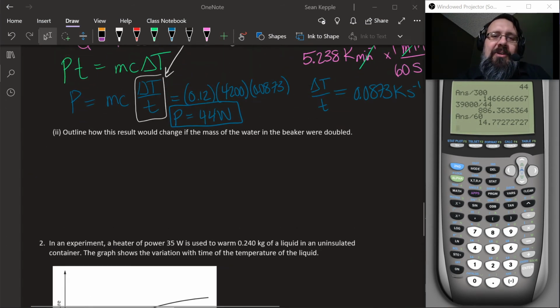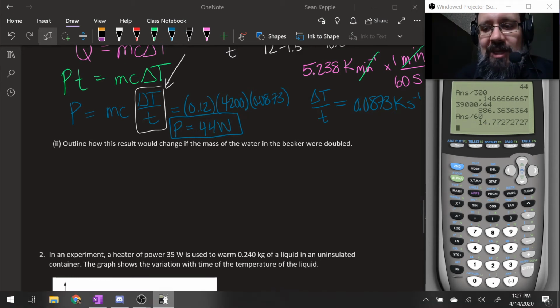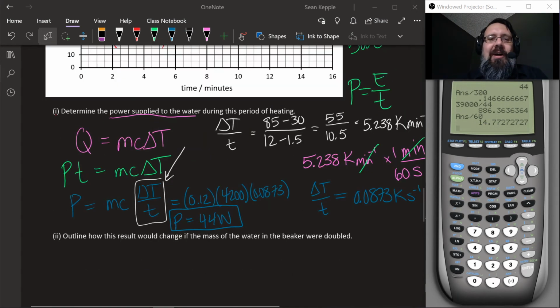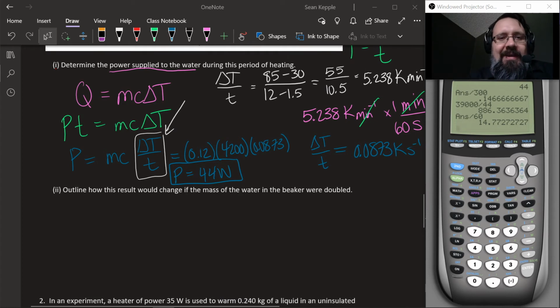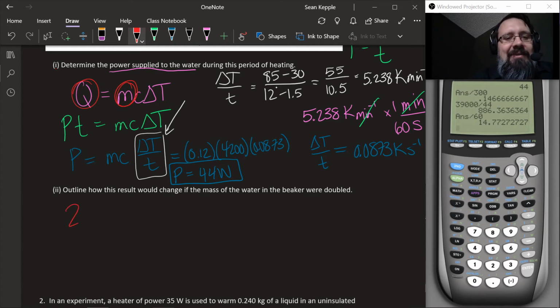Outline how this result would change if the mass of the water in the beaker were doubled. So what if we had twice as much water in the beaker? So the way to think about this is if we doubled the mass of the water, what would that do? Well, it would mean you'd have to have 2 times as much heat added to it. So doubling the mass would also double the heat. If we want to get twice as much heat, then that means it's going to take twice as much time.